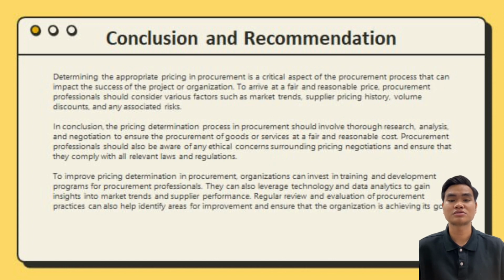Procurement professionals should also be aware of any ethical concerns surrounding pricing negotiation and ensure that they comply with all relevant laws and regulations. Last but not least, to improve pricing determination in procurement, organizations can invest in training and development programs for procurement professionals. They can also leverage technology and data analytics to gain insight into the market trend and the supplier performance. Regular review and evaluation of the procurement practice can also help identify areas for improvement and ensure that the organization is achieving its goals.